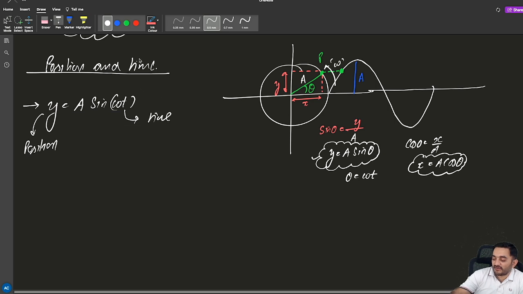That is the reason I've written on the top: position time relation. So at any given point of time, you should be able to calculate the position of a particle on the circle or on the wave. Got it? So this is my first formula.